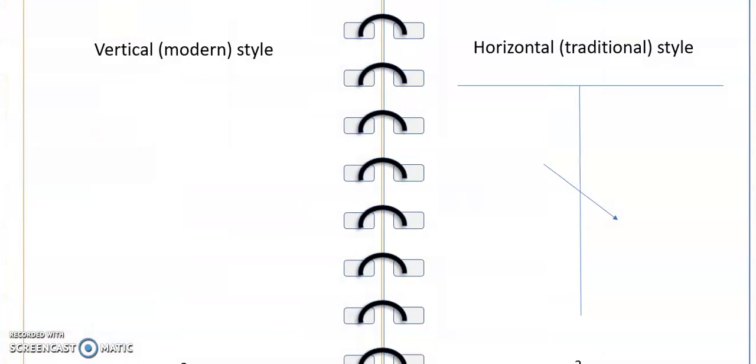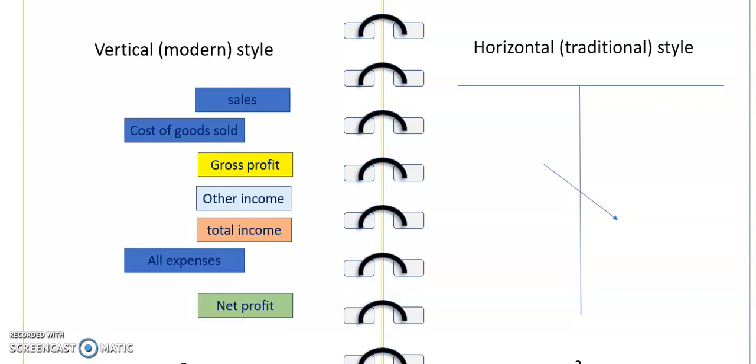Now, when you're doing the income statement, you could use either the vertical style or the horizontal style. The vertical style is basically known as the modern style, because it uses a straight line presentation. It uses 3 columns, and you have your sales. You're basically adding and subtracting. So the sales less your cost of goods sold will give you a gross profit. Then you add on your other incomes, which gives you a total income, and you take away all your expenses, and that will give you your net profit.